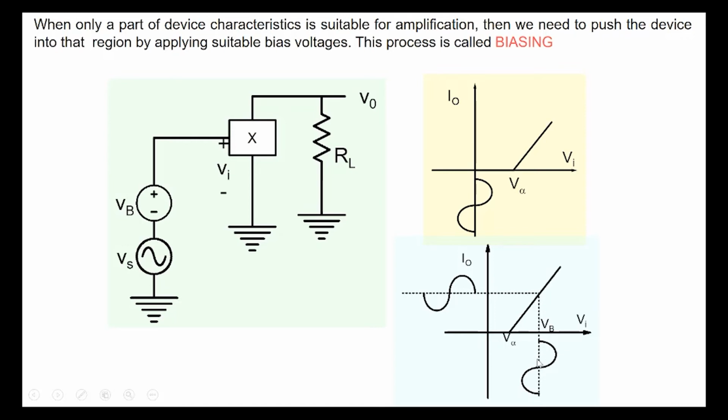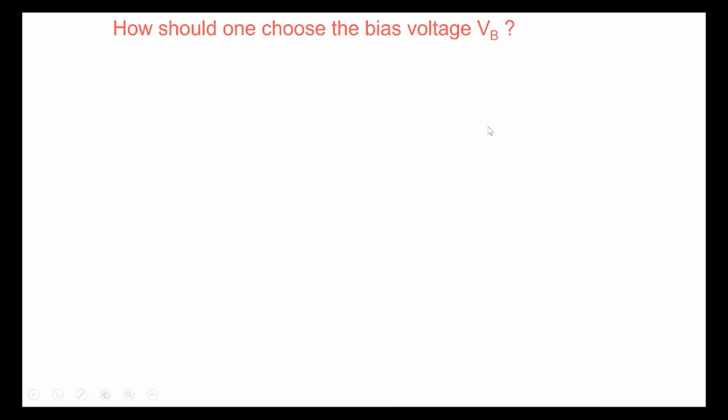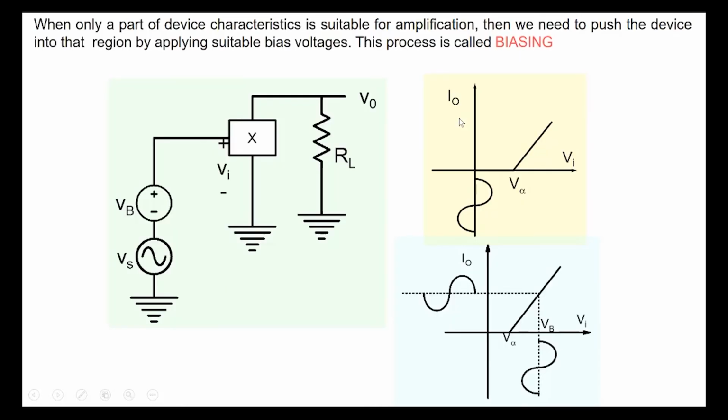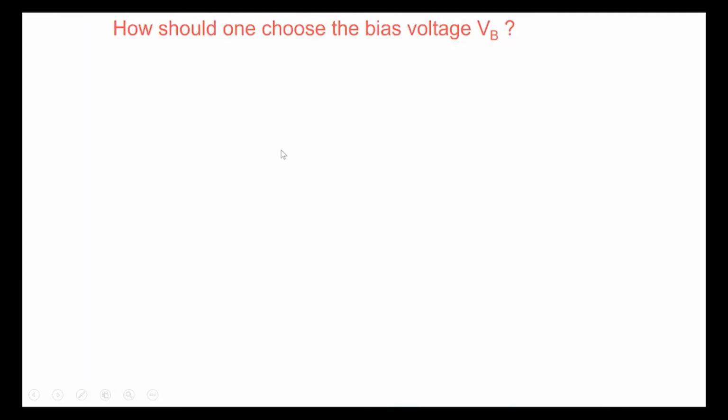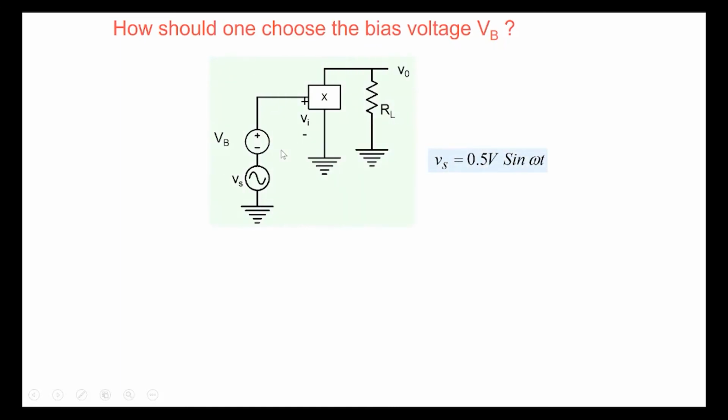The signal is on top of the other one, and now the transistor responds to that particular signal and amplifies it here. So the next issue is, we need Vb to operate in this particular region. The issue is, how should we choose Vb? What should be a suitable value of Vb? Let's look at two cases here.